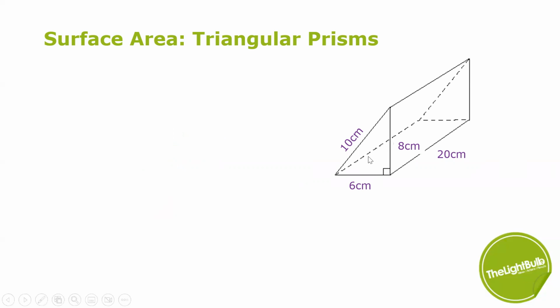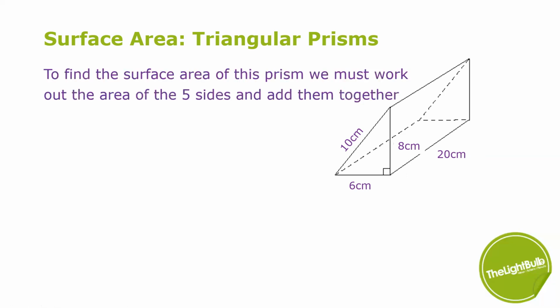There's 2 triangles, one at this end, one at this end. There's the base of the shape. There's the back, the straight side here, and then there's the slanted side. So 5 sides in all. So that's what we need to work out, the surface area for each of these 5 sides. So let's start with the triangles.